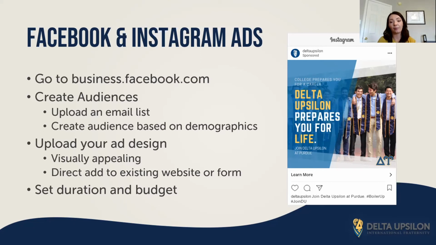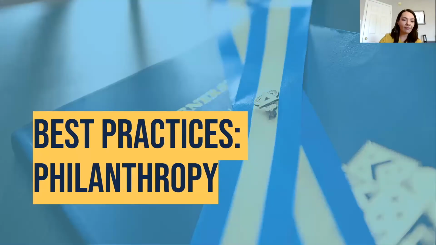Again, not something that chapters need to do, but it is an option if you're interested in it. And like I said, I know that the NIC and possibly some IFCs are going to get more into Instagram advertising moving forward, just to get people interested in fraternity recruitment in general. So hopefully that trickles down to DU. The more guys who sign up for IFC recruitment is going to be better for us in the long run as well. The next kind of section that I want to talk about in terms of best practice is philanthropy.